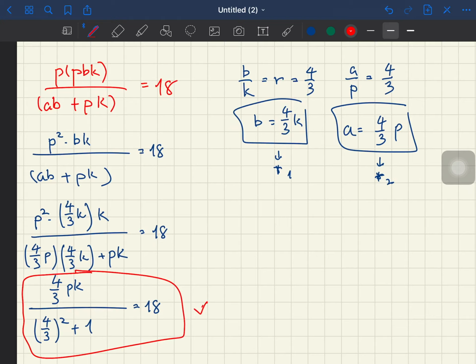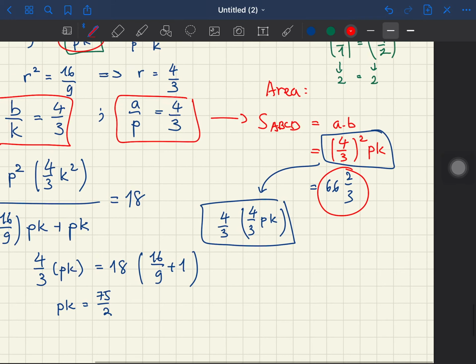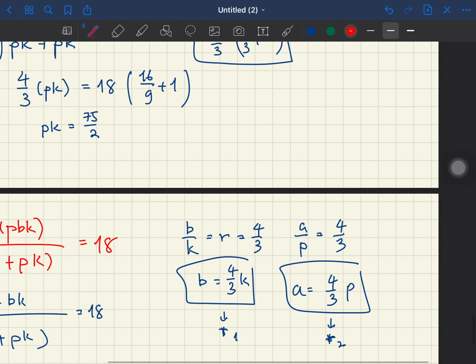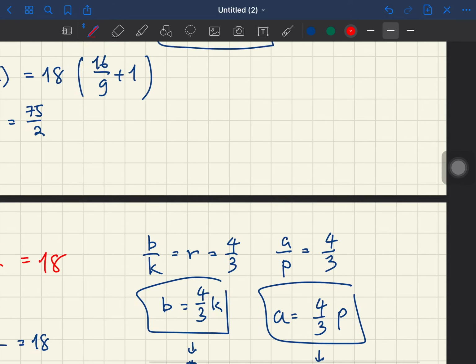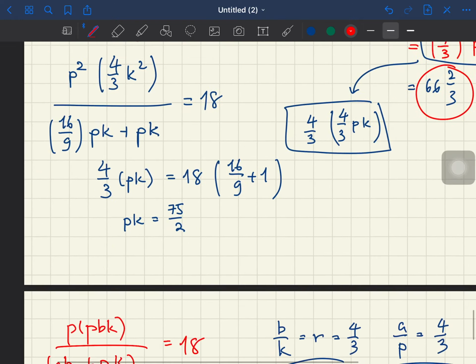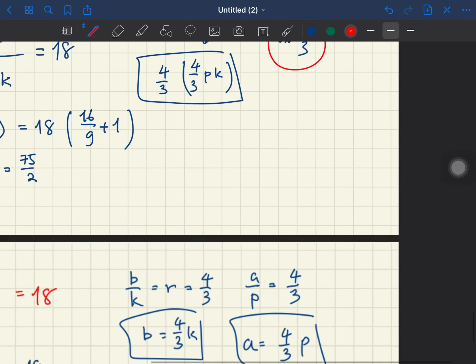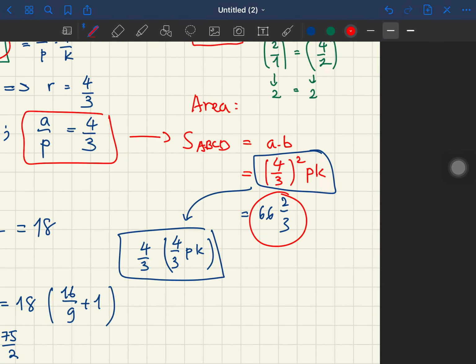And then you will get 4 over 3 PK, and then you use the fact that ABCD is a rectangle, and we know that its area is just the horizontal times the vertical, A times B. You remember that A and B have been substituted with 4 over 3 K and 4 over 3 P, and then you will have this red expression here. And then you remember that we have got a value of 4 over 3 PK, this one, and then you have the final answer, which is 66 and 2 over 3.